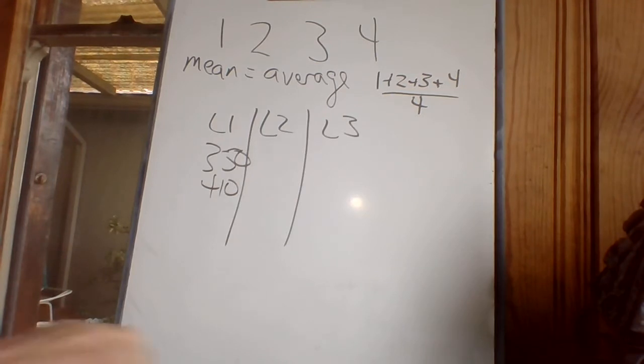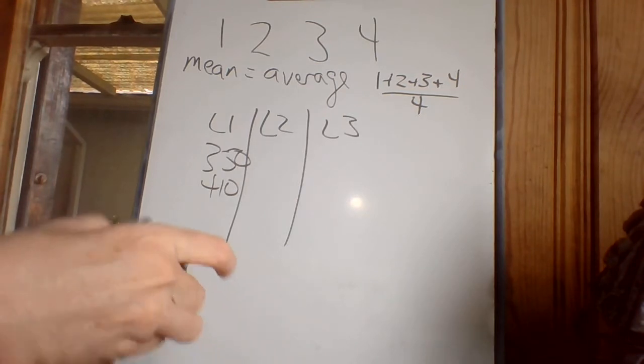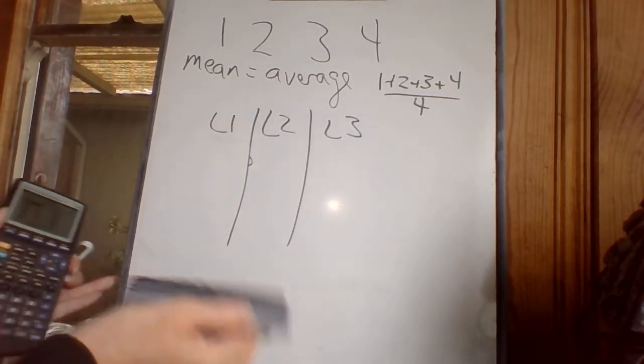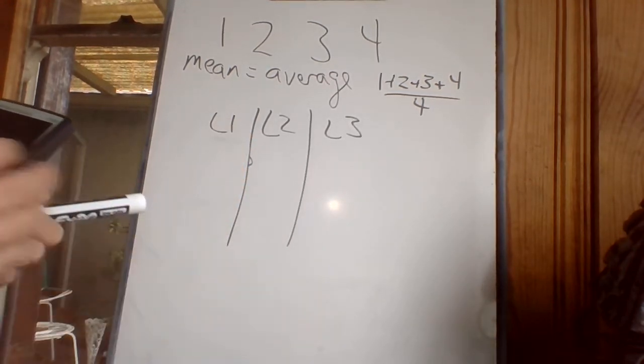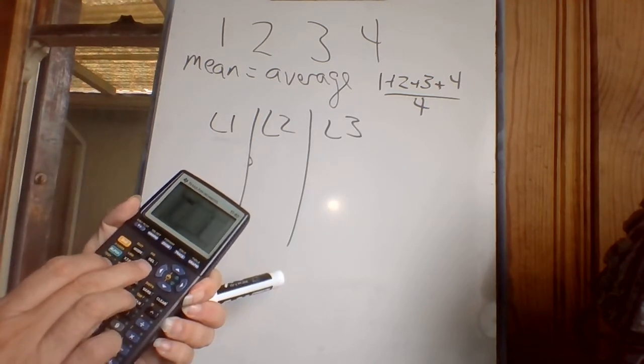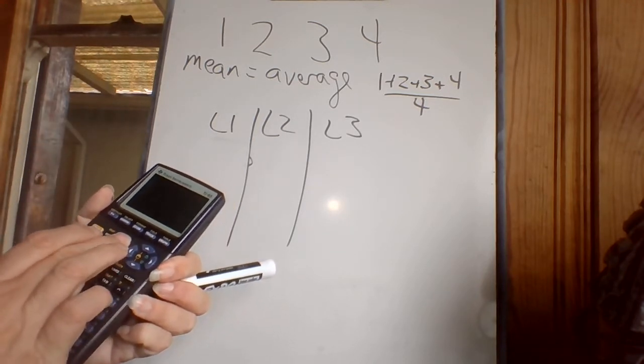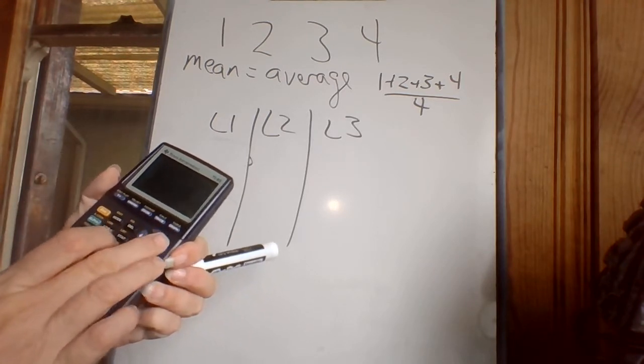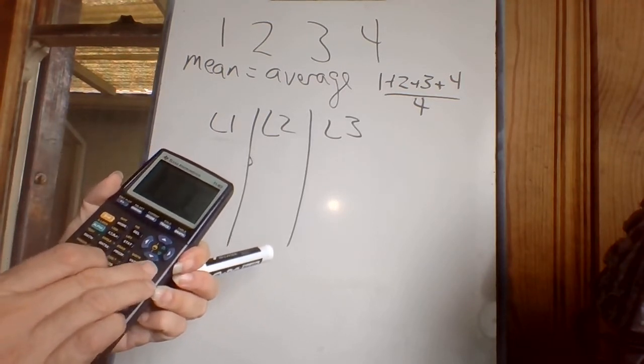And I want to put the numbers in. Now, that means I got to clear this out. And there's several ways to do that. One, with the delete button, I could individually delete each and every one of them. Or I could arrow on up to L1 and hit clear.